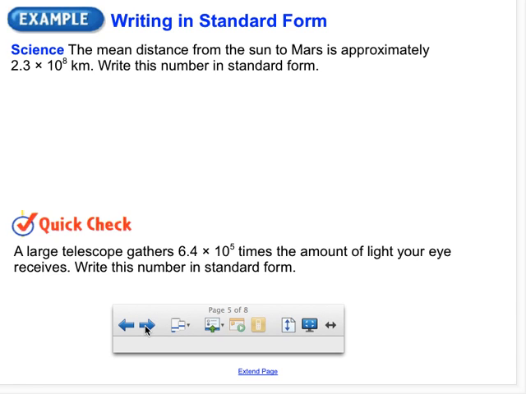Now, we need to go backwards. So we went from standard form to scientific notation. Now we need to go from scientific notation to standard form. So let's see if you guys can figure this out without me explaining the example to you.